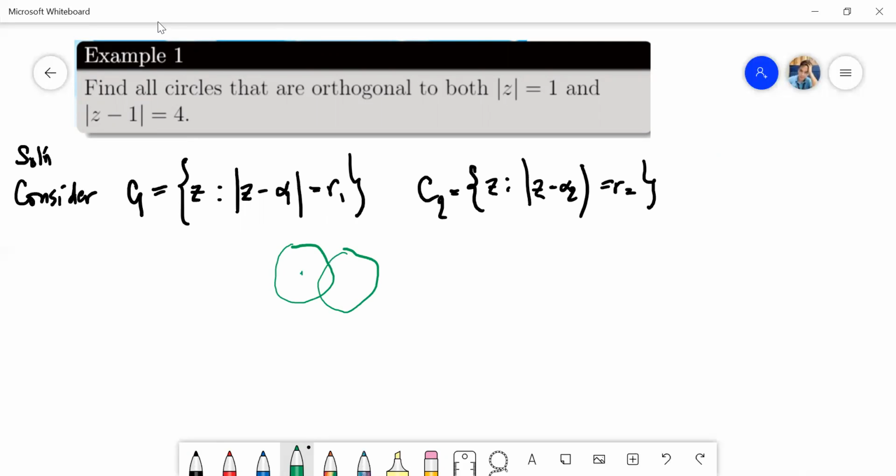So I have a first circle here with a center alpha 1. So we have a radius R1, of course. And I have here another circle with a center of alpha 2, and its radius is R2. This is what I meant with the orthogonal representations of two circles. Now, in this case, I would have, of course, R1 squared plus R2 squared equals the square of the modulo of alpha 1 minus alpha 2.